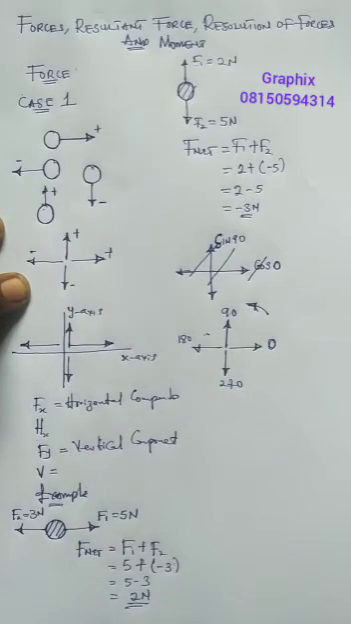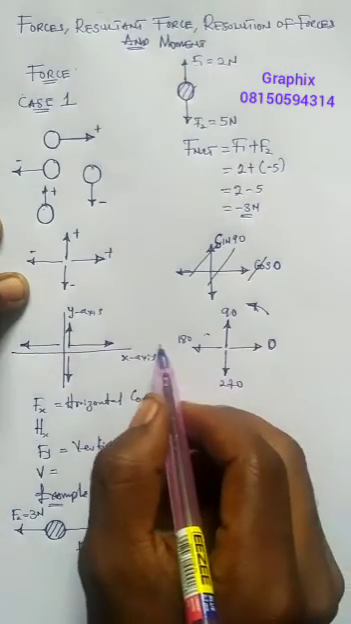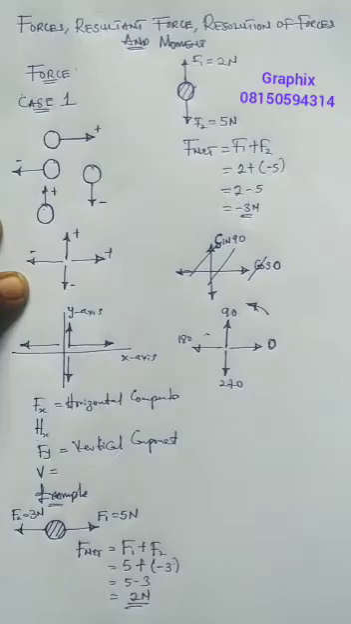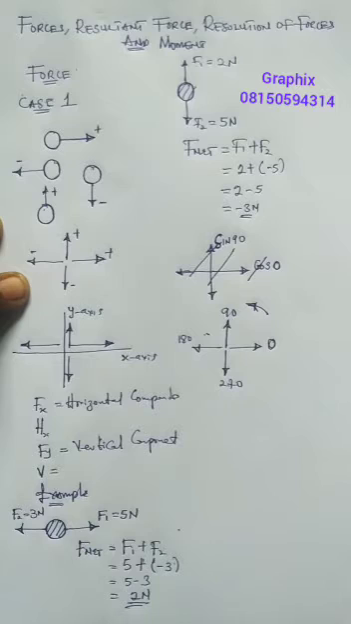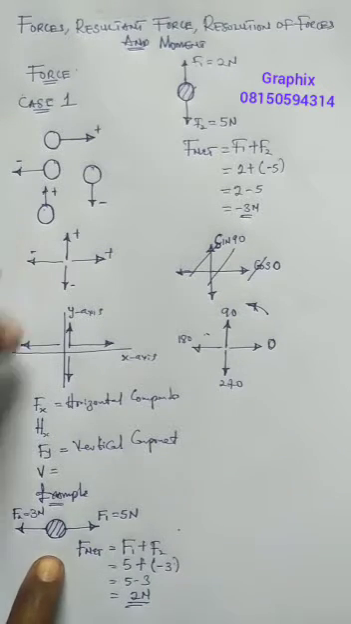Is that okay? So if I'm dealing with horizontal components, we'll call it cos, and if we are dealing with the vertical component, we call it sine. Are we good?